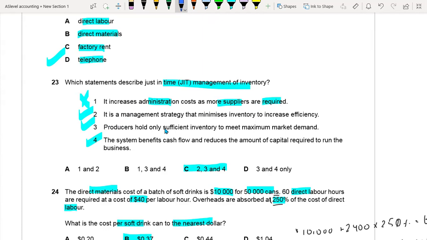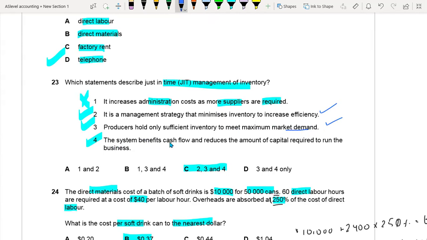Second one, it is a management strategy that minimizes inventory to increase efficiency. So yes, this can be right. Producers hold only sufficient inventory to meet maximum market demand. So we know that with JIT, we are not maintaining a very high amount of inventory. So yes, the third option is also right.